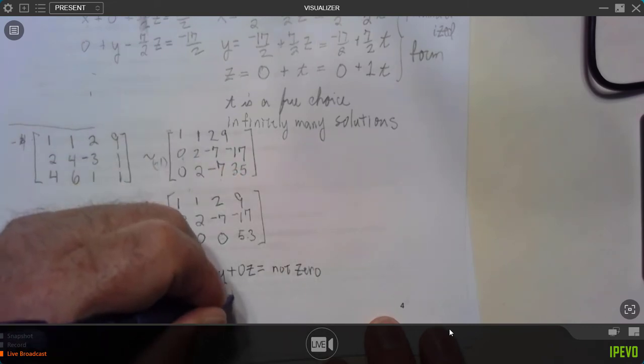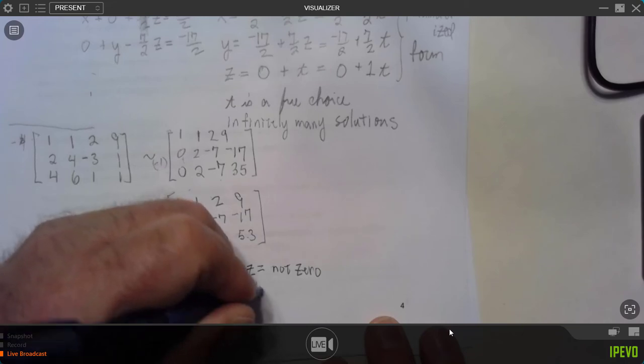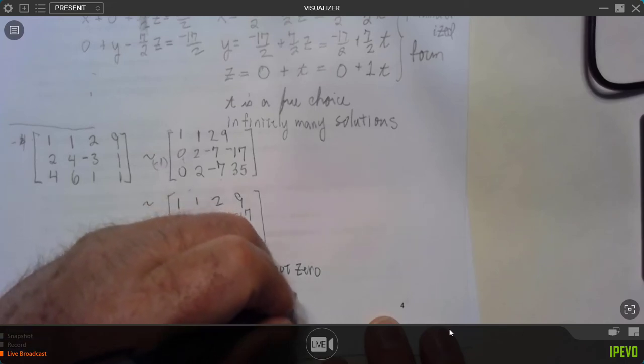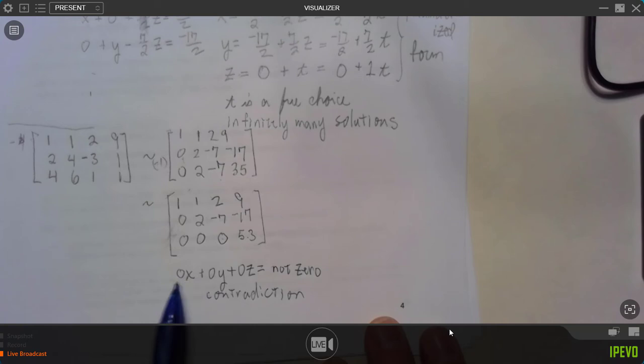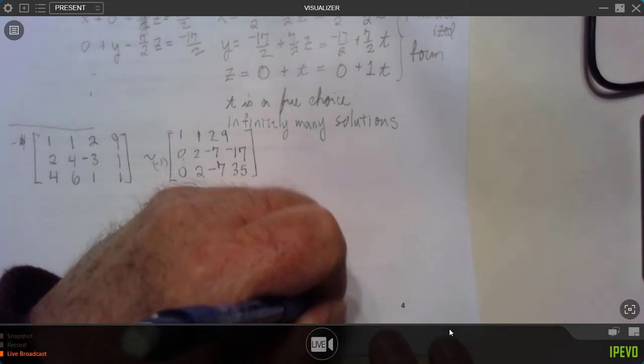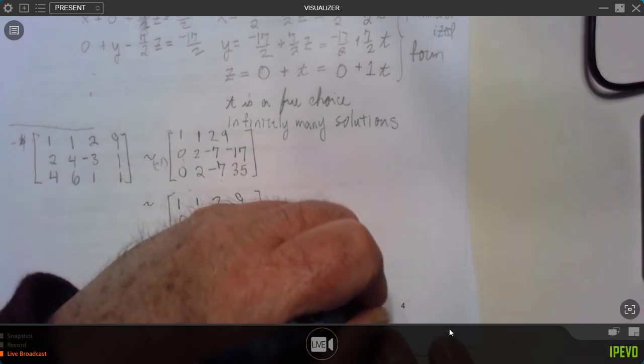Of course, this is not true. You can't take any three numbers, multiply each one of them by 0, and add up and get something that's not 0, right? So that's an impossibility. We've got a contradiction here, which means that there is no solution.